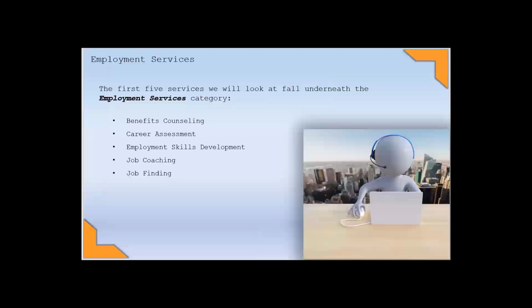So this is broken down into different categories. I tried to just break it down by things that made sense. There are certain services that all work together. So the first group that we're going to talk about is the employment services. The 5 different items that fall into employment services are benefits counseling, career assessment, employment skills development, job coaching, and job finding.